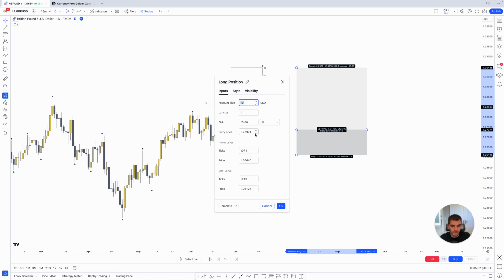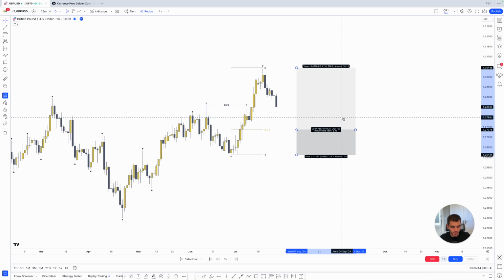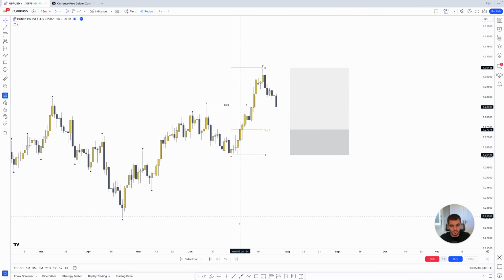There's no guesswork. Now I'm just going to adjust this so that it's a consistent 2.45, and we're going to play price forward on replay mode and see how this one turned out.